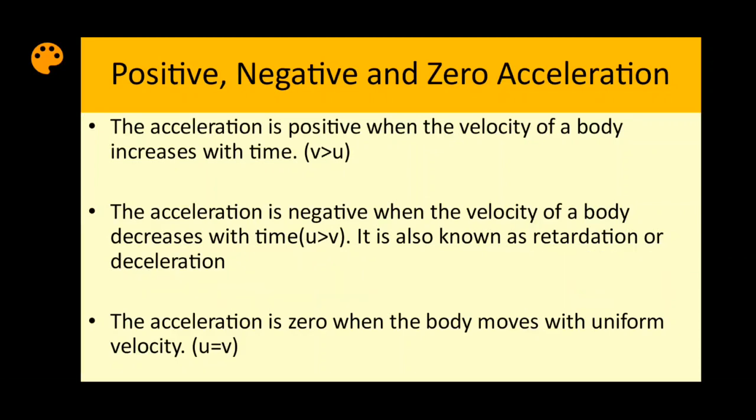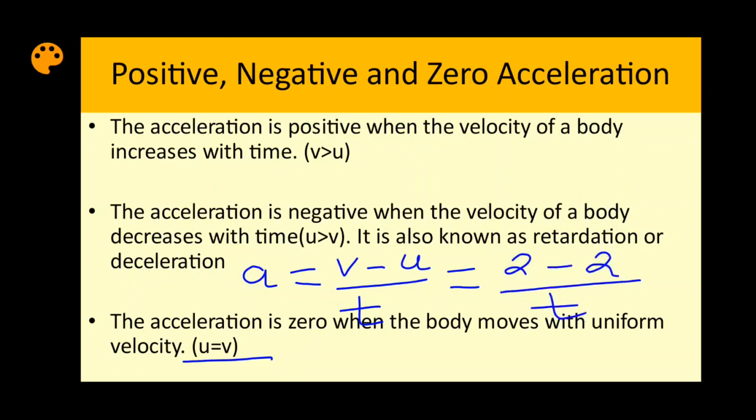Now talking about zero acceleration. The acceleration of a body is 0 when it moves with uniform velocity. Uniform velocity meaning initial velocity is equal to final velocity, that is velocity remains constant throughout the journey. Now let's understand how acceleration is 0 when the body moves with constant velocity. We know the formula of acceleration, which is v minus u upon t. Suppose a body is moving with the velocity 2 meter per second throughout its journey. So in place of v we will write 2, in place of u we will write 2, and time taken is t. So 2 minus 2 will be 0. Therefore the acceleration of the body is 0.